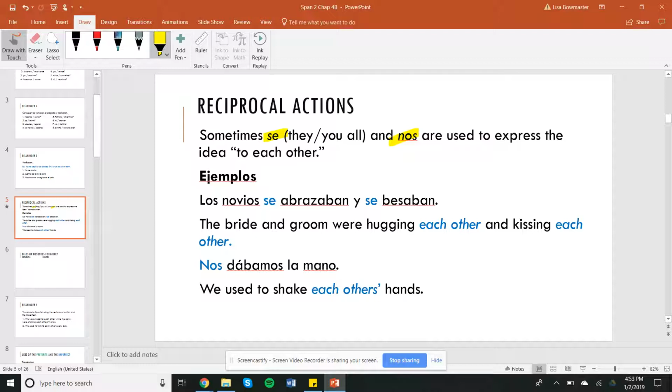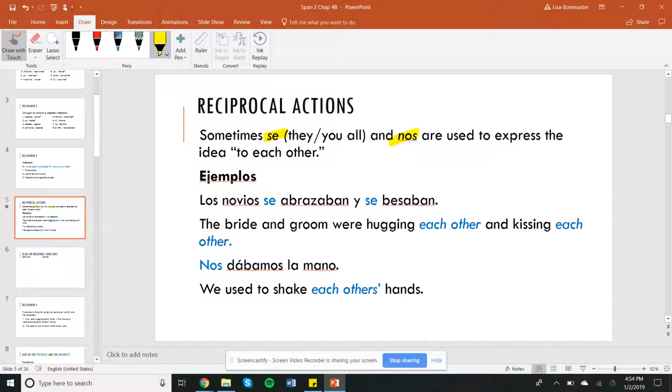Here's some examples. Los novios se abrazaban y se besaban. Notice I put those in the imperfect. You can put it in whatever tense you want. It works for preterite, it works for present, any tense you want. But since we're practicing that imperfect, that's what I chose to do.